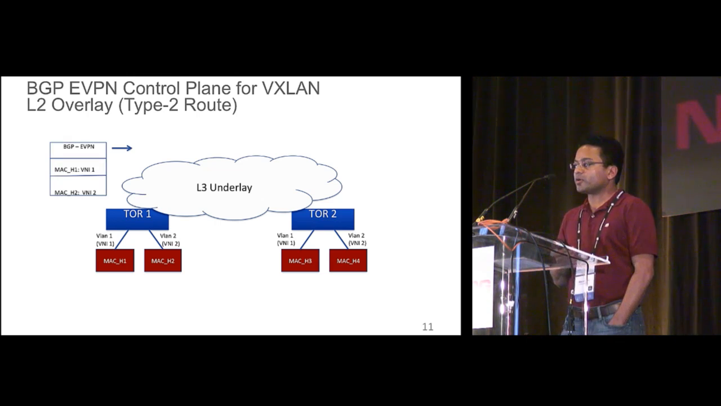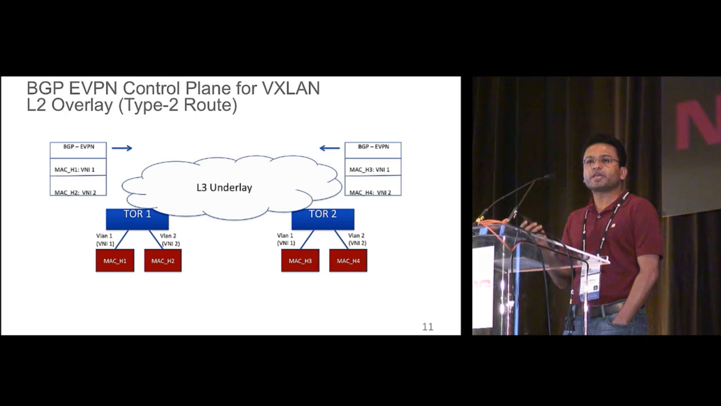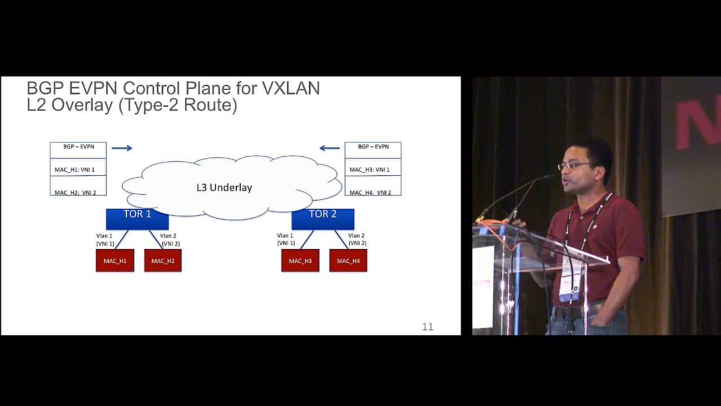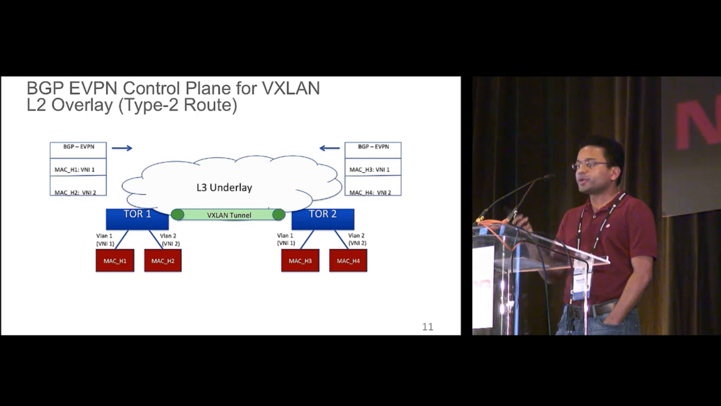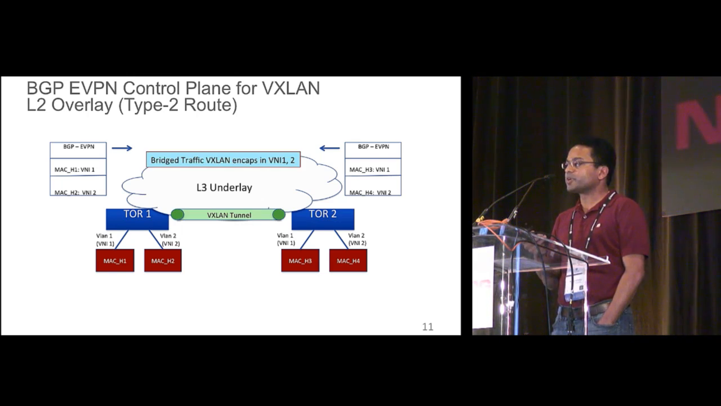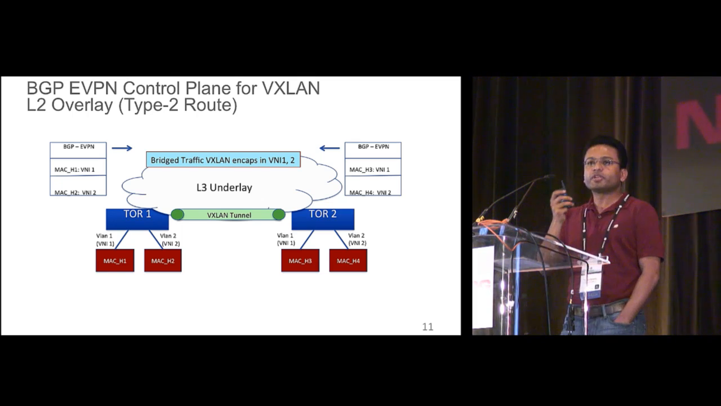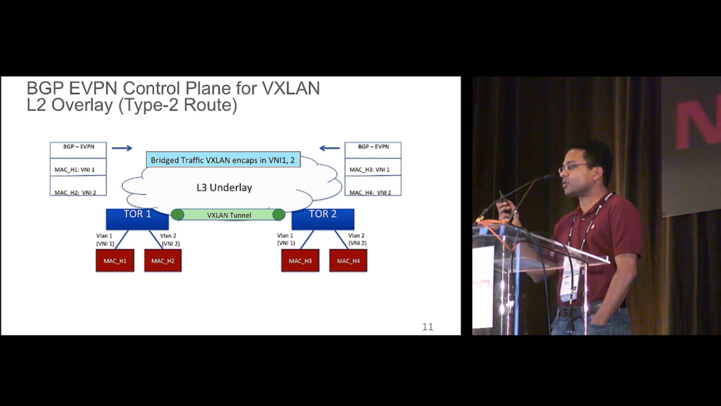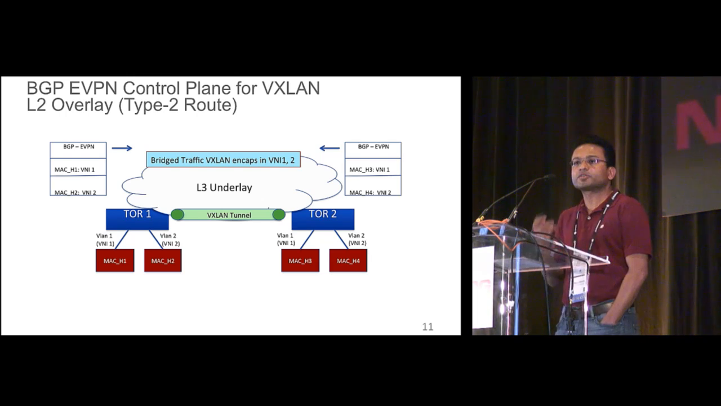So TOR 1 sends a type 2 route with MAC H1 pointing down to VNI 1, which is the L2 VNI, and MAC H2 with VNI 2, which is the L2 VNI for VLAN 2. Similarly, TOR 2 sends out a BGP type 2 NLRI with MAC H3 pointing to VNI 1 and MAC H4 pointing to VNI 2. Finally, this sets up a VXLAN tunnel between the TORs, and this is how the bridge traffic with VXLAN encaps of VNI 1 and VNI 2 flows over this VXLAN tunnel. The only limitation is that a host on VLAN 1 can only talk to hosts on VLAN 1 on the remote TOR. You cannot talk from VLAN 1 to VLAN 2. It has to be on the same VLAN because it's an L2 extension, right?